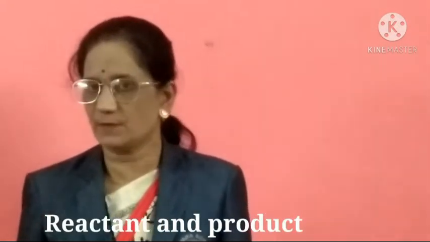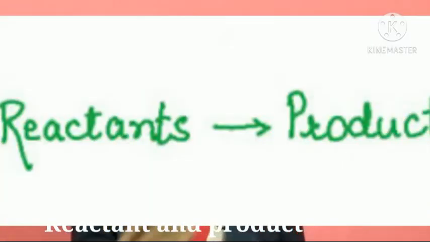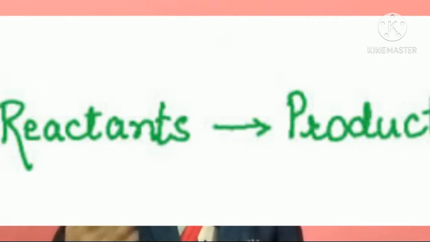Students, after this point we have to learn what is meant by reactants and what is meant by product. So which are the reactants? The reactants are the substances which are used as the starting material and react with each other. Those are the reactants. And students, after this reaction the products are formed as a result of the reaction. Those substances are called products.